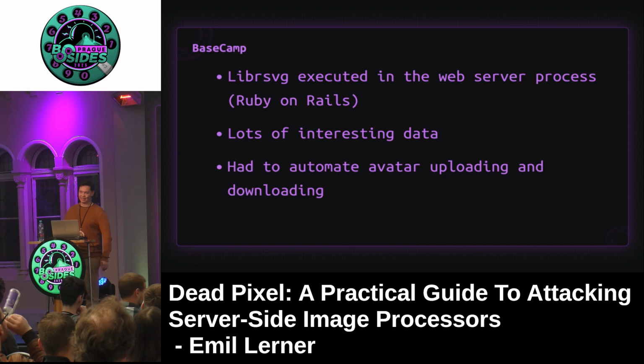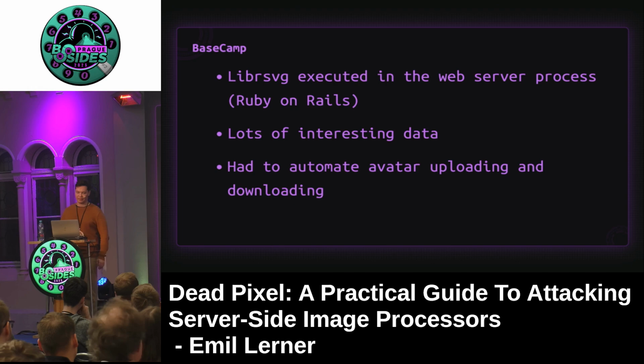Another interesting case was the Basecamp bug bounty. Basecamp is the company that invented Ruby on Rails, so it's not a surprise they're using it. And after I uploaded my vector as an avatar there, I immediately noticed that there is a lot of interesting data that could be recovered from the previews, including other users' cookies. So I figured that it is some web server process.